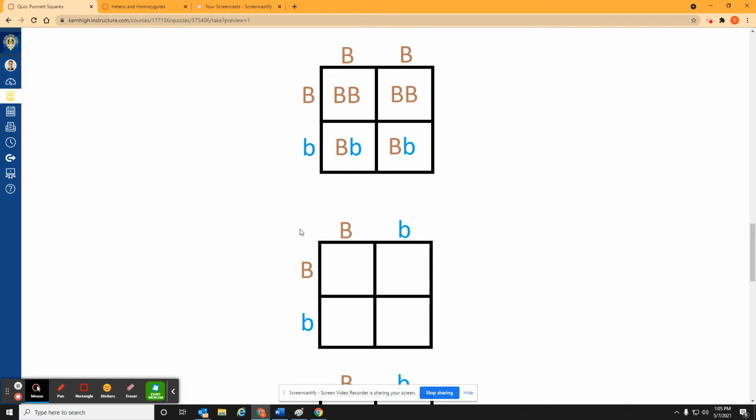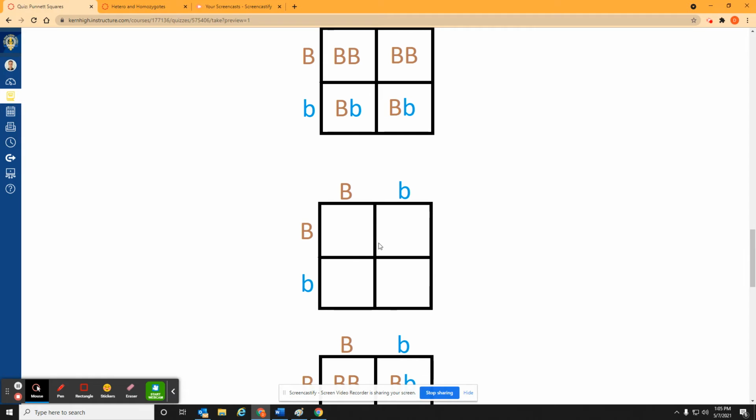Okay, here's the example I was just talking about. Look at this cross. Dad's got brown eyes, mom's got brown eyes. Both have brown eyes, but both carry the gene for blue eyes. They carry it, but they don't display it. Their genotype has a blue eye gene, but their phenotype is still brown. When we cross these, look what happens.